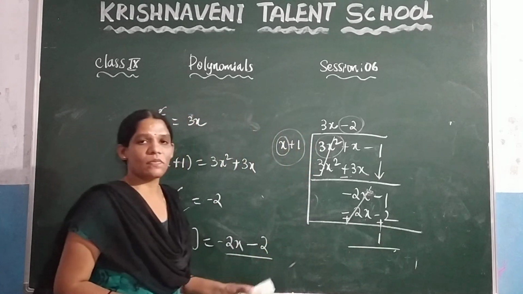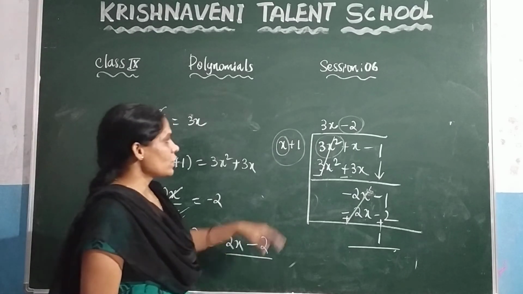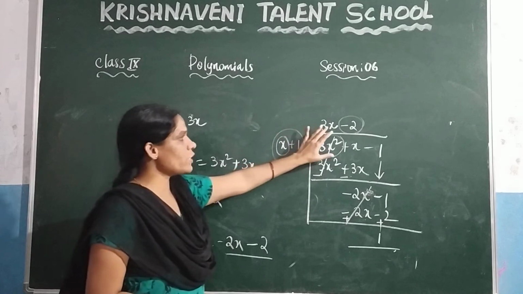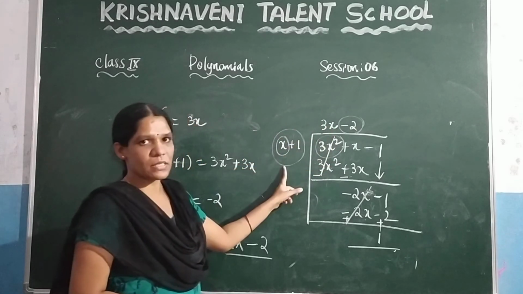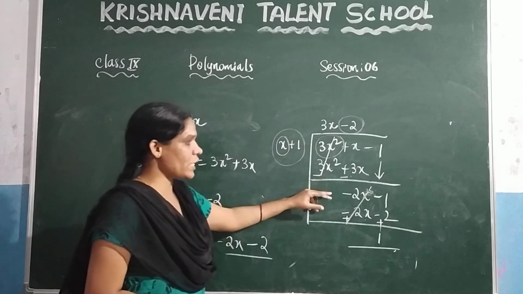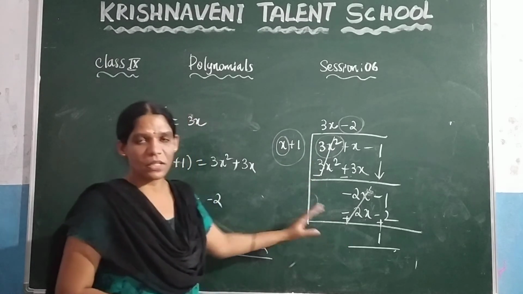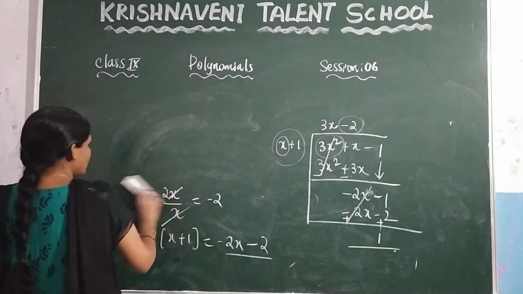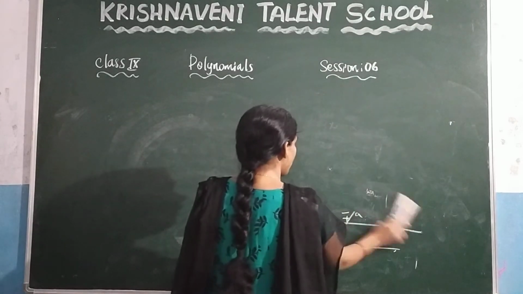Like that you need to divide two polynomials. How to divide two polynomials? Just divide the first term with the first term, and the result you write in the quotient. After that you need to multiply this term and this term, and after that you have to change the symbols, and after solving you are getting the remainder as 1. Like this you need to divide two polynomials. Let us consider one more polynomial. How to divide?